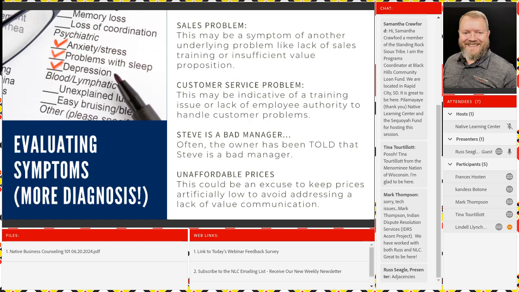On the sales problem, more diagnosis. This may be a symptom of an underlying problem. Maybe this is a symptom of an insufficient value proposition. We've not convinced people that we're worth paying that price. A sales problem might be that we've not trained our sales staff, and our sales staff have a bad attitude, or they're curt, short, sharp with customers, and not empathetic. The customer service problem may be indicative of a training issue. Maybe we've told employees we're going to hold them responsible for certain things, but we're not going to give them the authority to do anything about it.